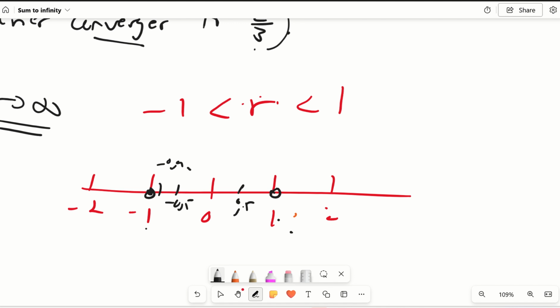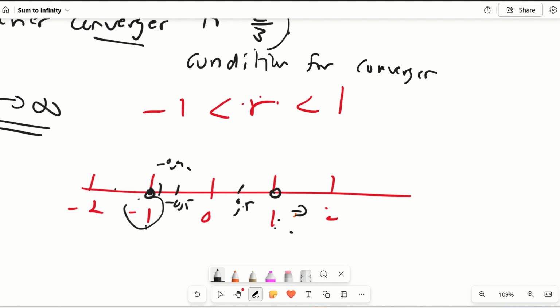If it's 1, it doesn't converge. If it's -1, it doesn't converge. If it's any number that is above 1, it does not converge. If it's any number that is below -1, it does not converge. This is what we call the condition for convergence. It's got a limit.